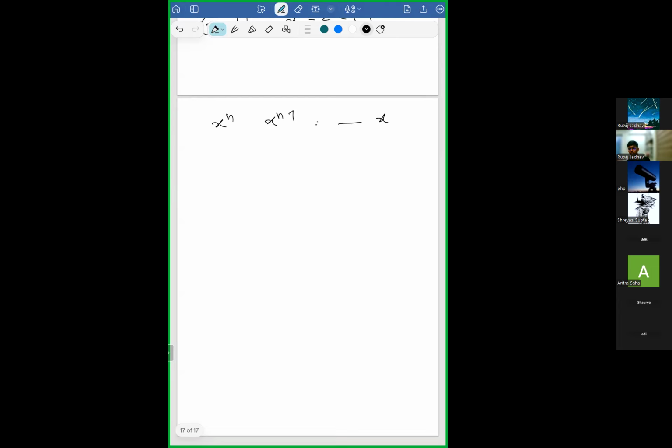We can take something like x to the power n plus some function plus, let's say, the constant k. So x to the n plus some, let's say f(x), which has degree at most n minus 1, plus k.